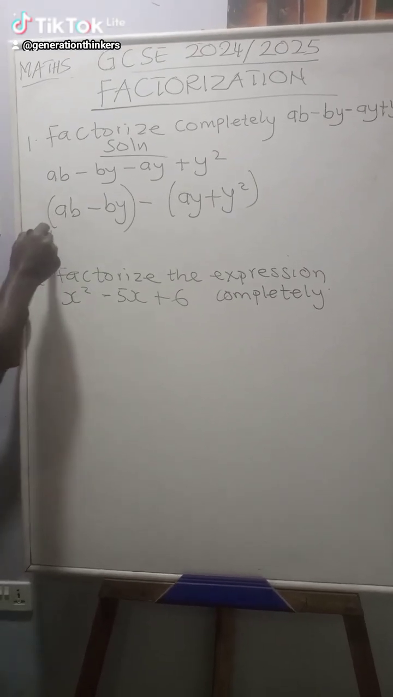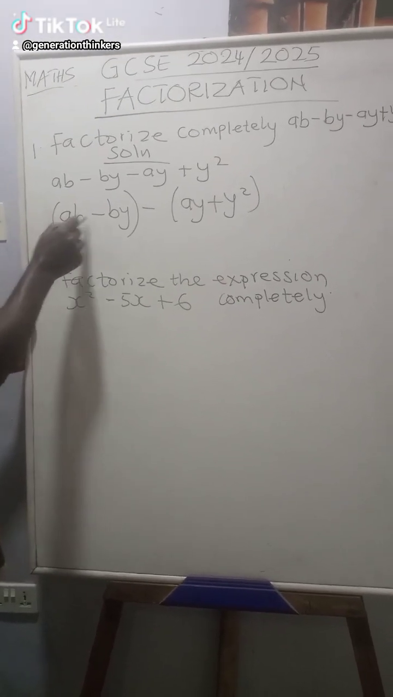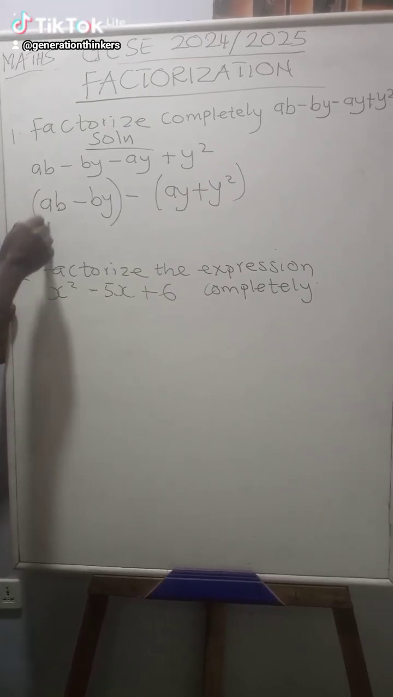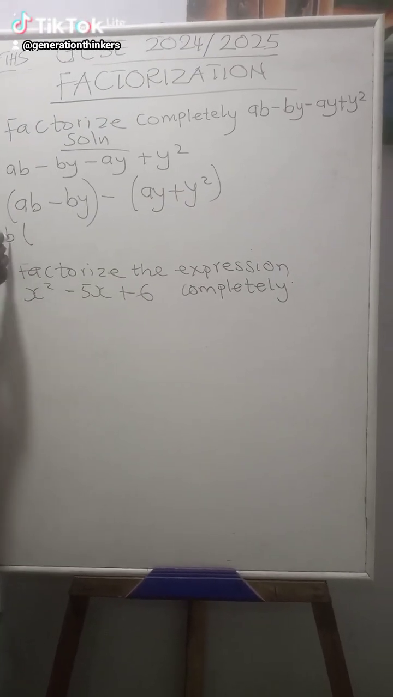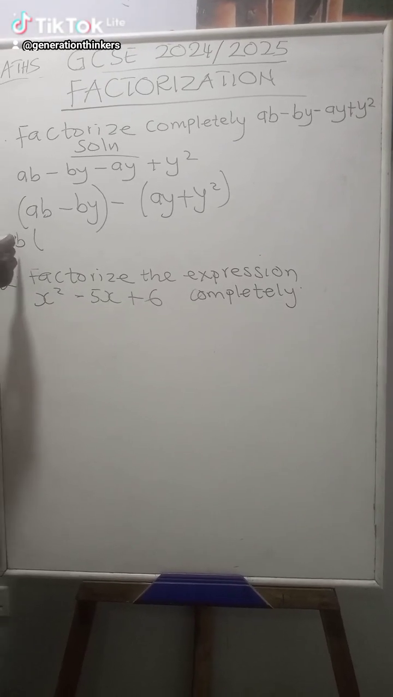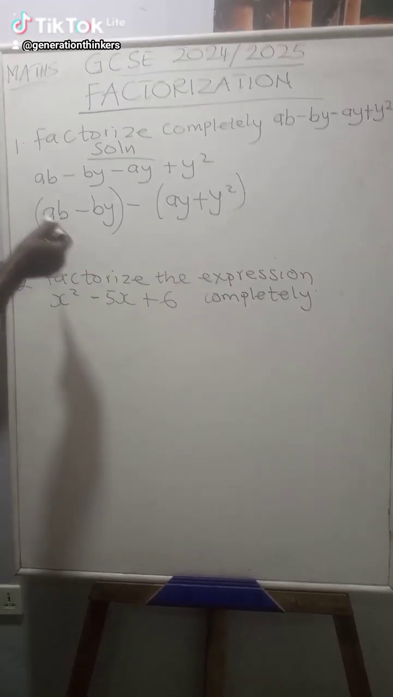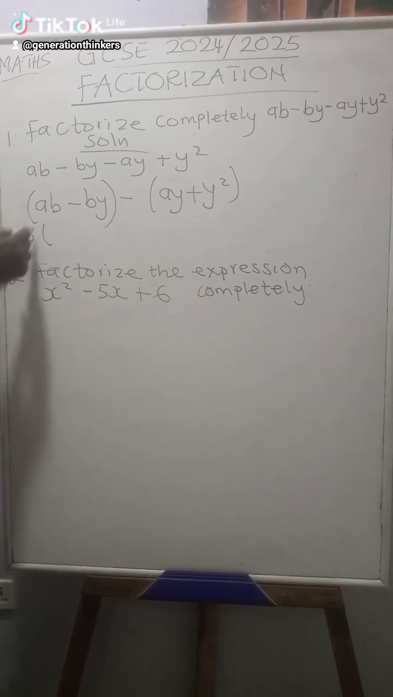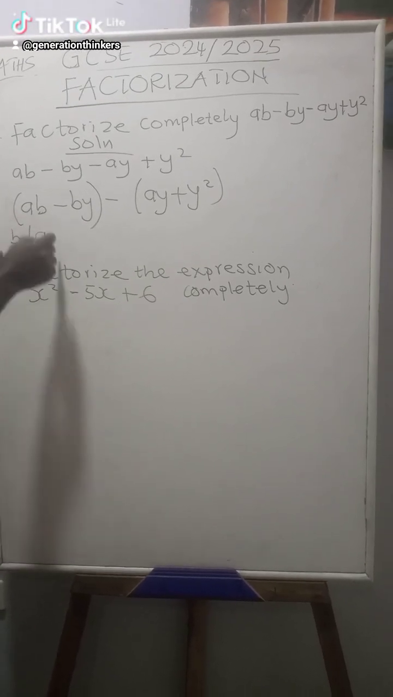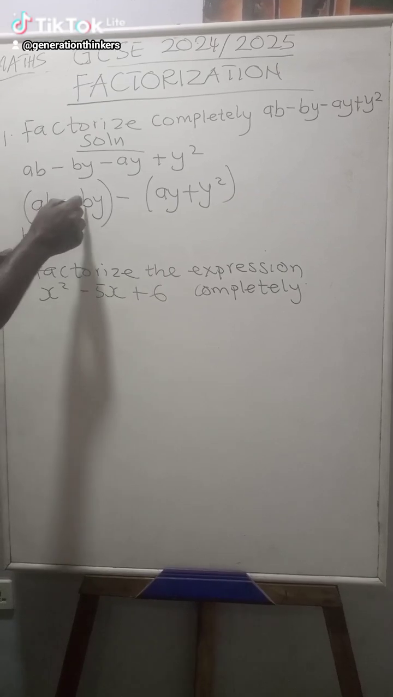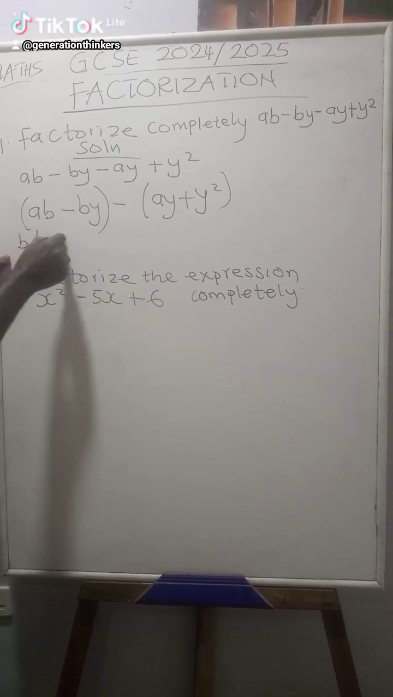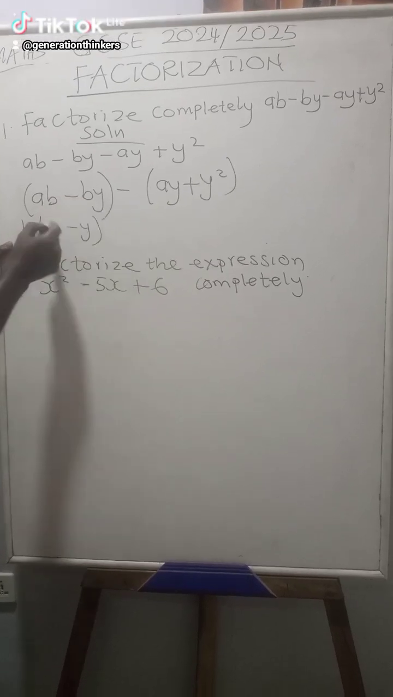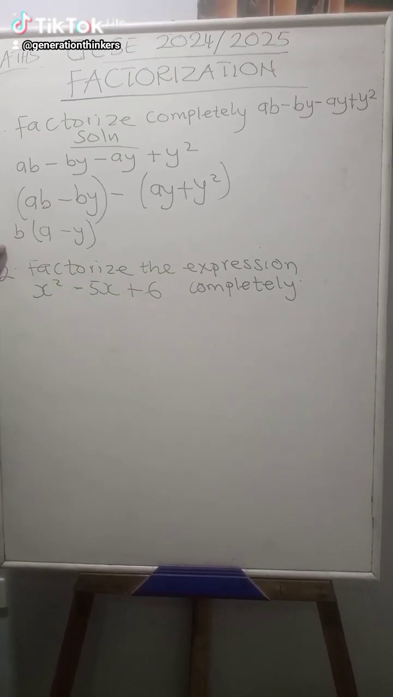So b is here, so b is the common factor. You bring the b out, so you have b into bracket. You use the b, the common factor which I have taken outside, to divide the terms in the parentheses. So b will divide ab to give us a. Then by divided by b will give me y, because the b will cancel the b, leaving the y behind. And I'm done with the first one. I have factorized the first bracket.